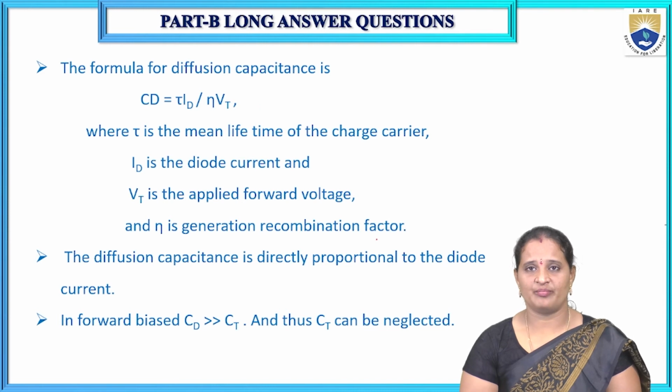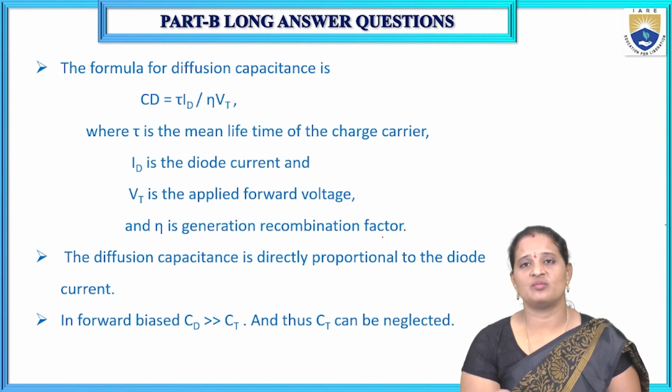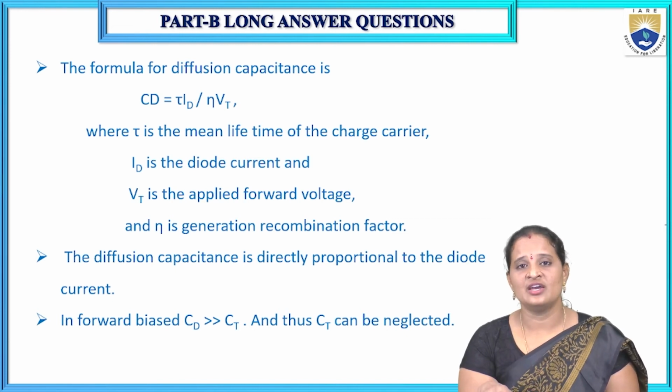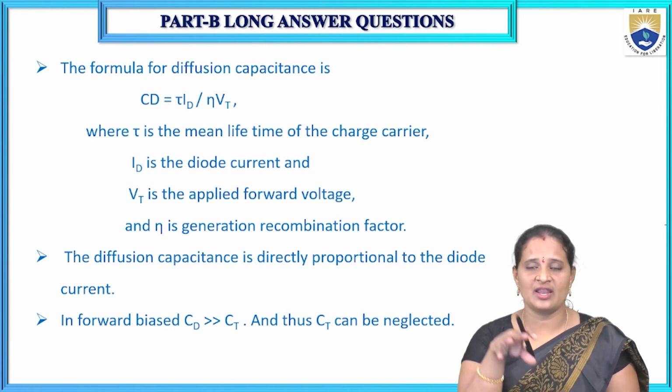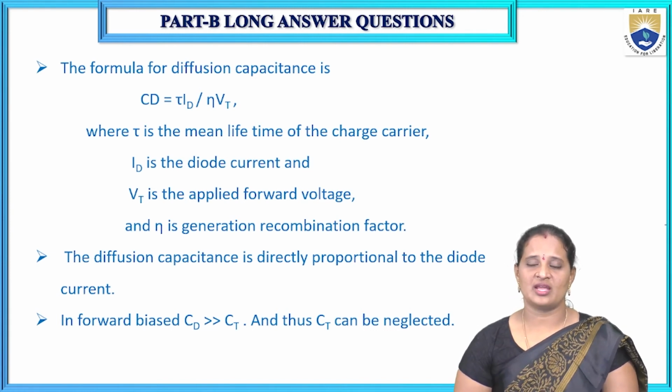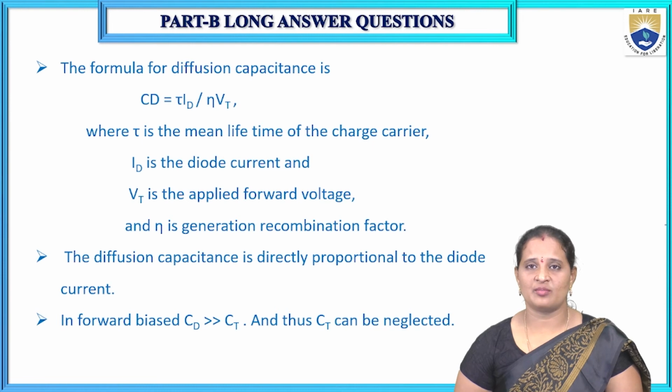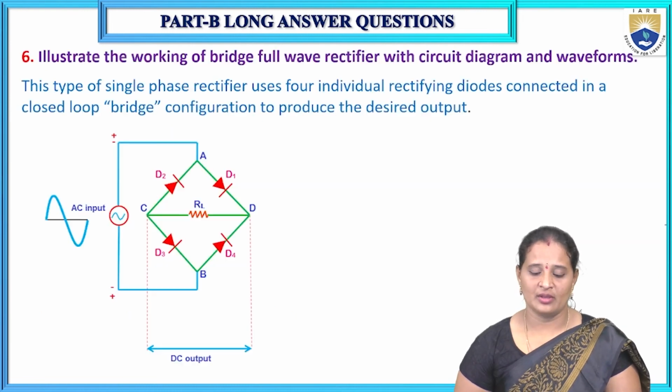Just explain them. Okay, circuit diagrams are a must, so those which explain the capacitance existing under forward bias and reverse biasing condition are very important. Draw the circuit diagrams and then explain what you mean by transition capacitance and diffusion capacitance. Give the formulas, okay, with each and every terminology used in that formula.